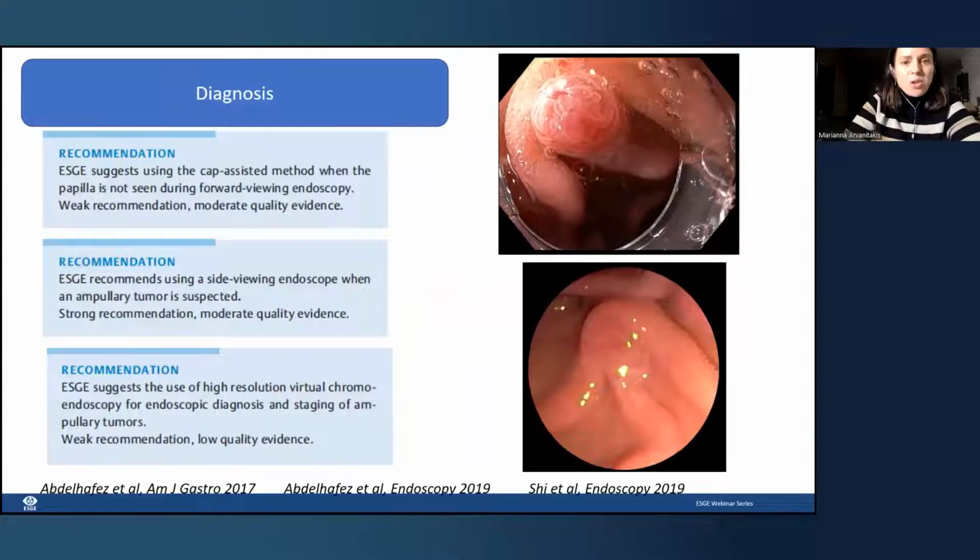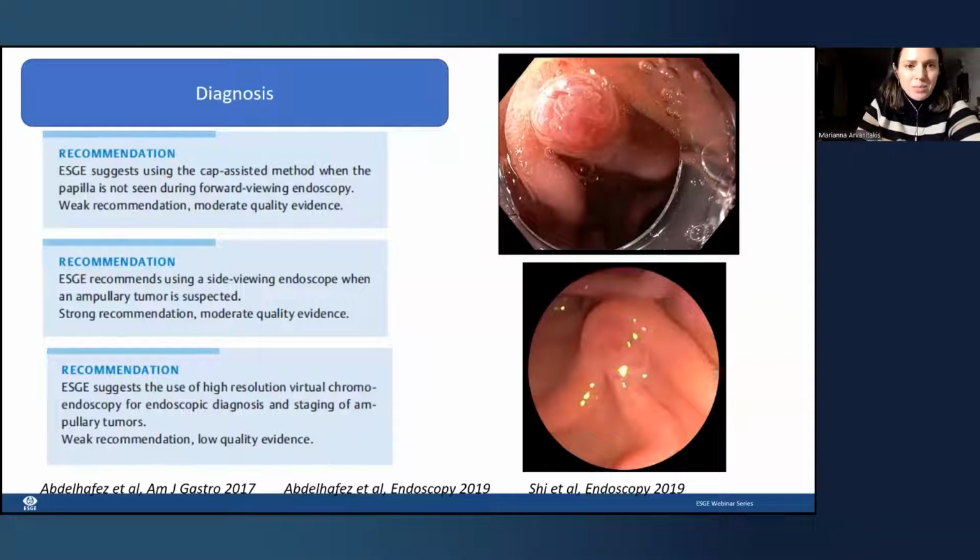So what about diagnosis for the ampullary lesions? When you have a linear scope and when you have a forward view scope, you know that you might not see the papilla very well. It's in the quality indicators of the upper GI endoscopy to see the papilla, but we know that's not always easy, and a cap can facilitate the view of the papilla.